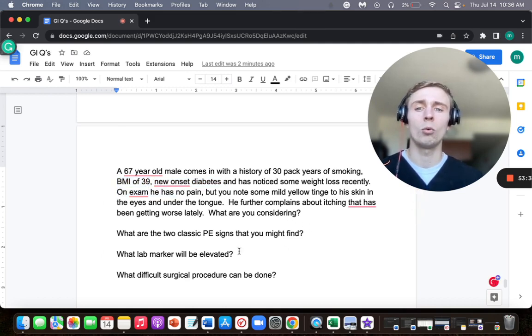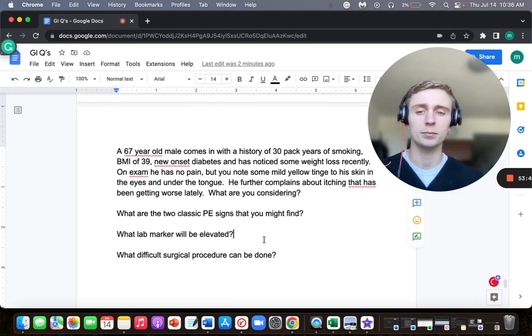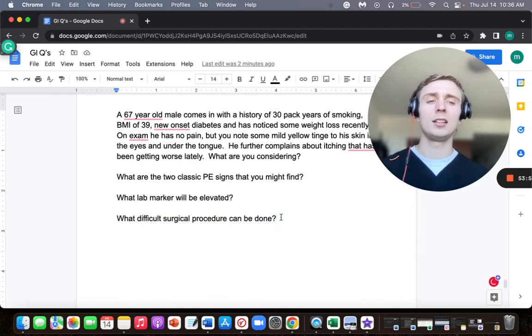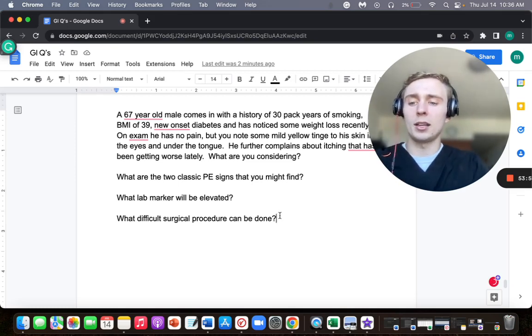Interesting. What are 2 classic physical exam signs you might find? 2 very classic PE signs. What lab marker will be elevated? So a specific lab marker for this condition. What difficult surgical procedure can be done that potentially still might have a decently high mortality rate as well? So what procedure can be done in this case?